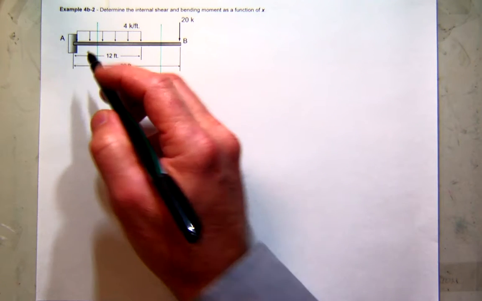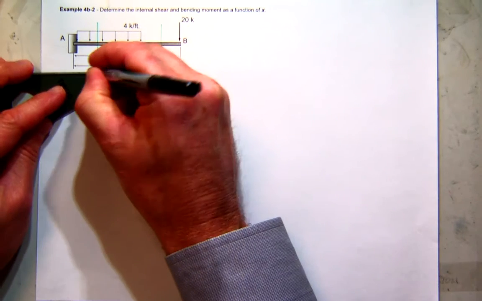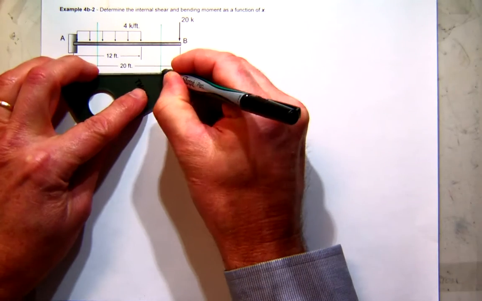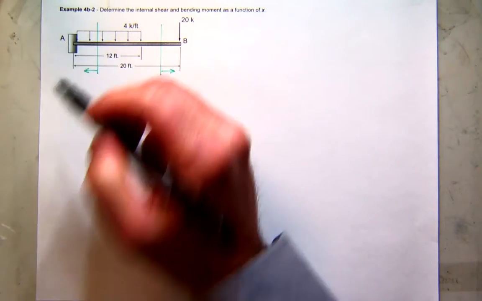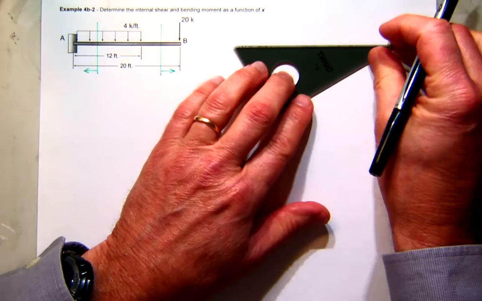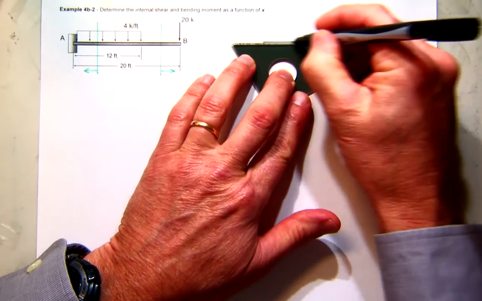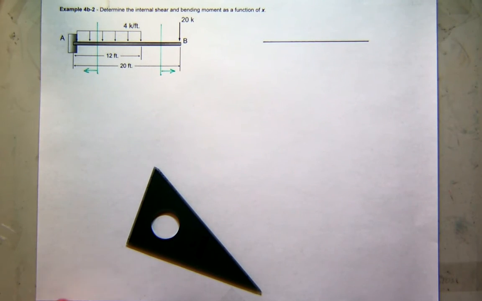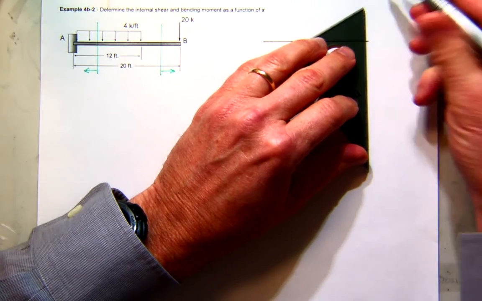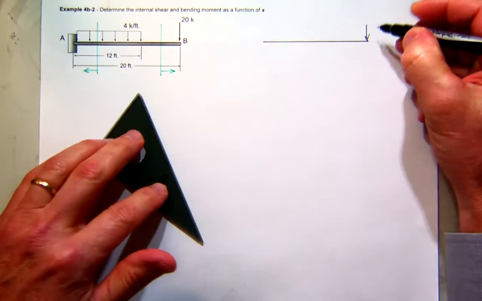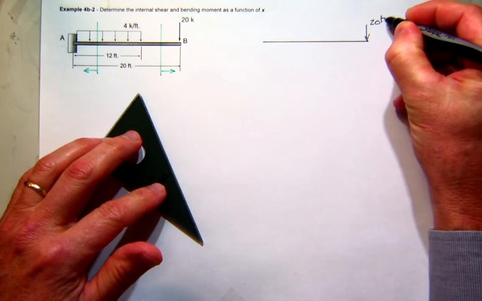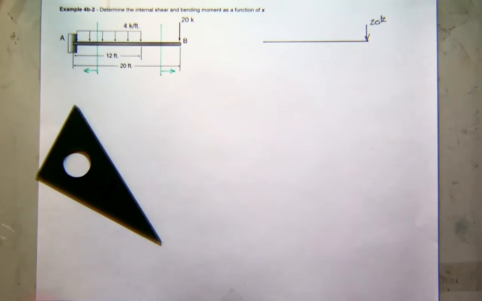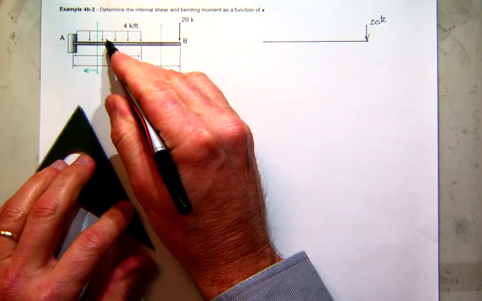Since I've made that decision to go to the left here and then to the right here, I'm going to need to find my reactions at A. So I'll come over here first and we'll draw a free body diagram of the structure. First let me write what I do know. I know that out here on the end, I have a load of 20 kips. And I'm going to replace this distributed load with the concentrated equivalent.